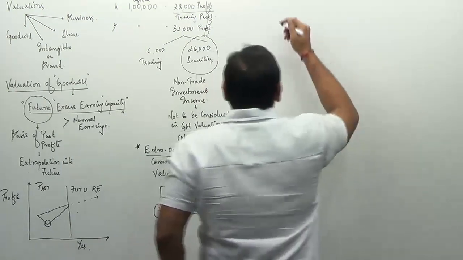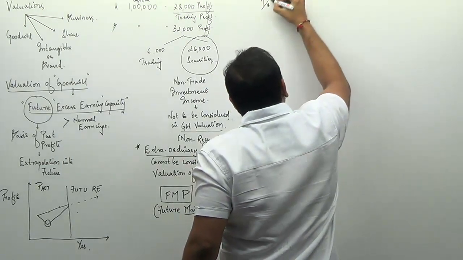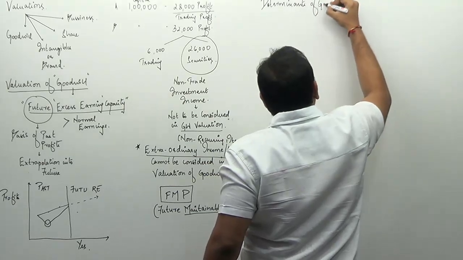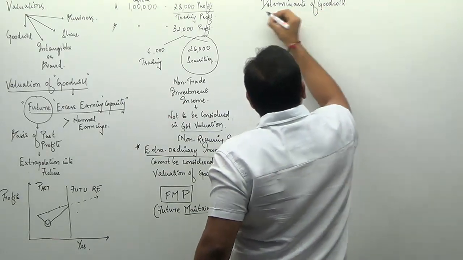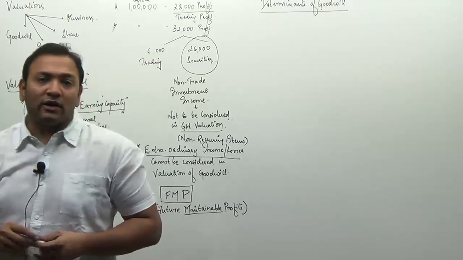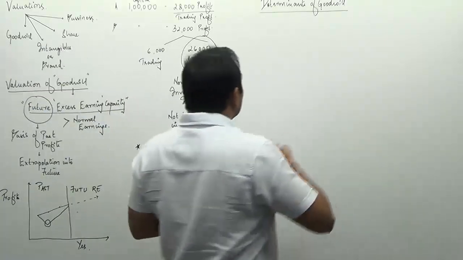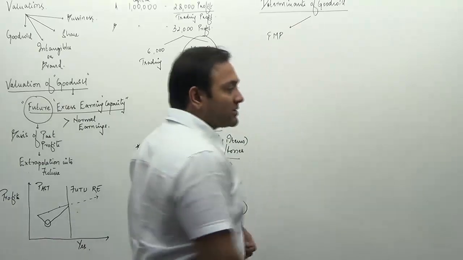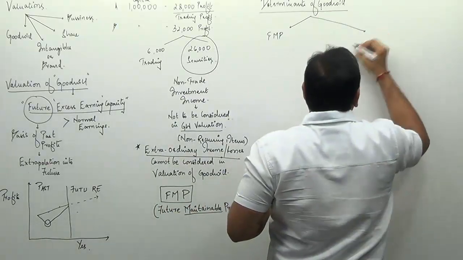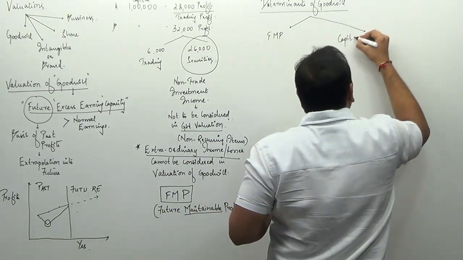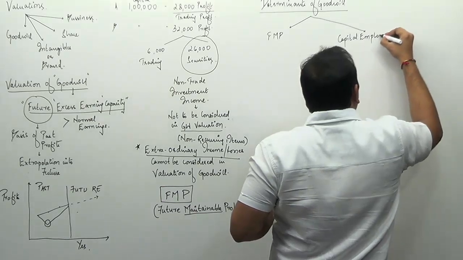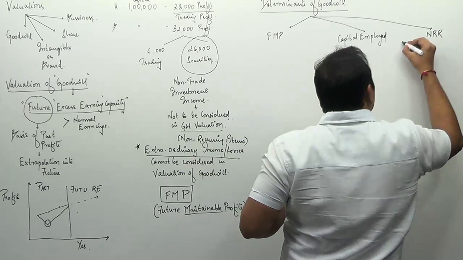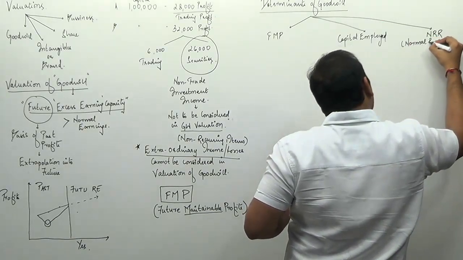So let's get into the main concept, guys. Let's try to understand what are the determinants of goodwill. Three core determinants of goodwill. Goodwill is based on three figures. The first one is your FMP, that is your future maintainable profits. The second one is your capital employed. And the final one is your NRR. NRR is nothing but normal rate of return.